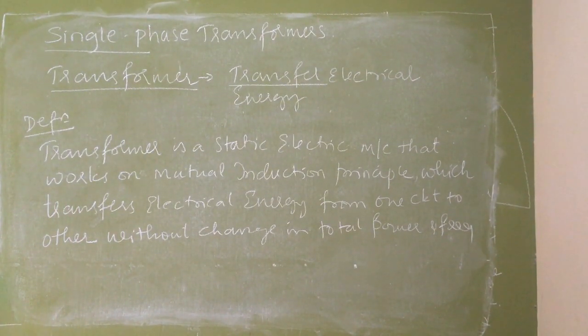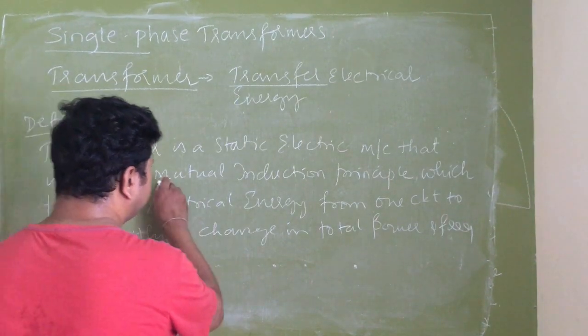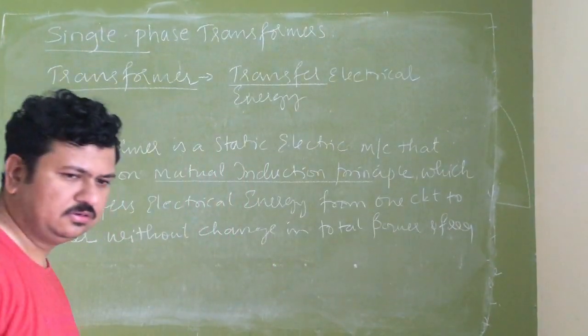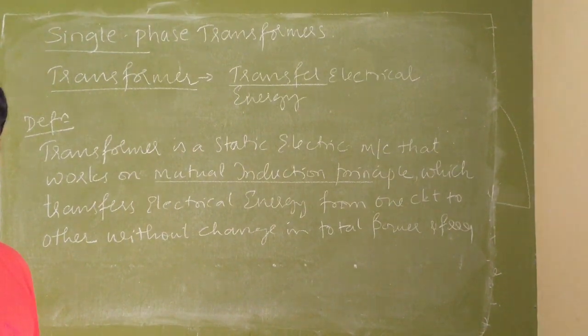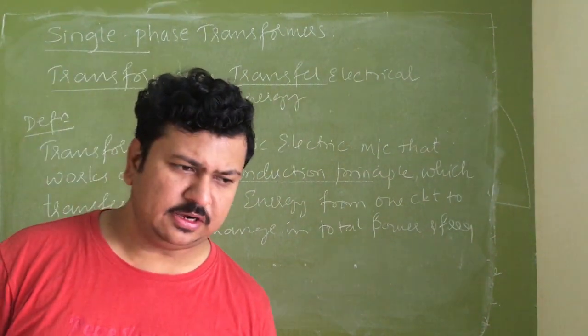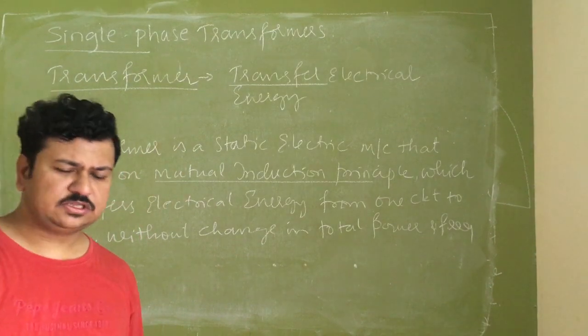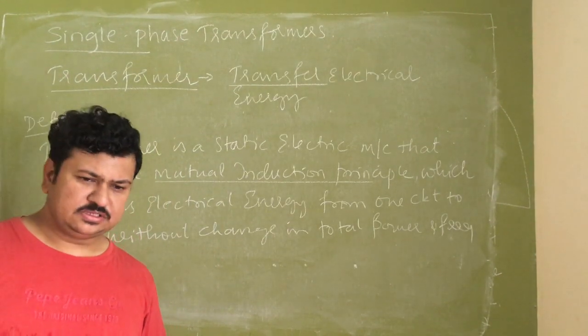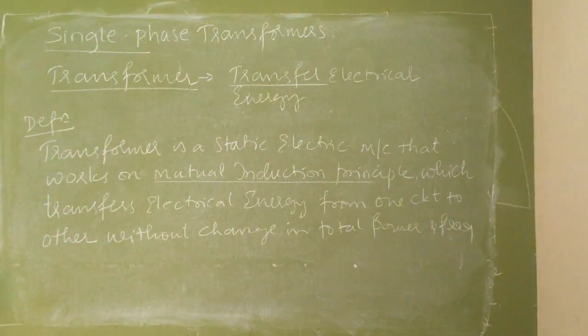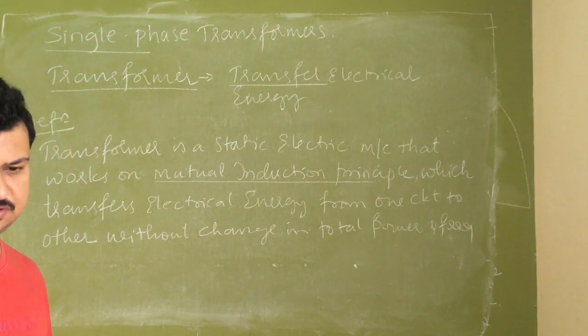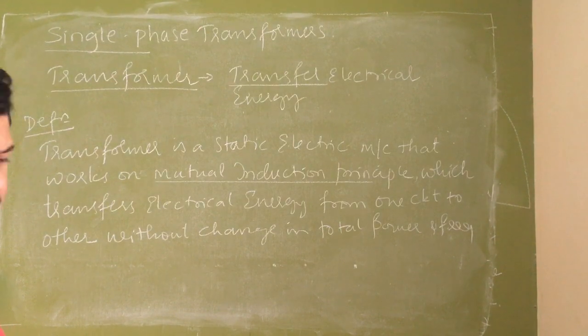What is the mutual induction principle? We saw self induction. If I connect a coil to an alternating source, that coil will carry alternating current. Alternating flux is produced surrounding that coil. The same alternating flux will link the same coil, and an EMF is induced in the same coil, which is called self induction, and L is called self inductance.